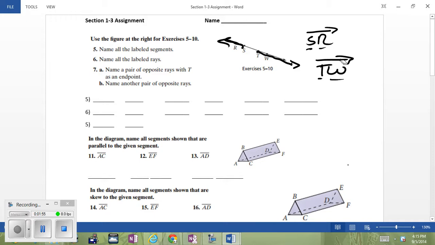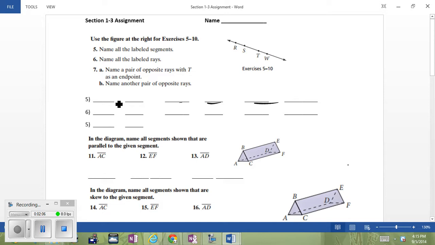Okay, so now let's see some of the questions. Use the figure at the right. Name all the labeled segments. This doesn't imply there are this many segments, but we know there's segment ST. But there's also segment RT. And any number of others. Name all labeled rays.